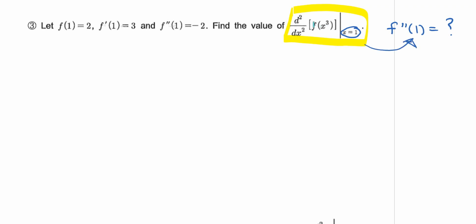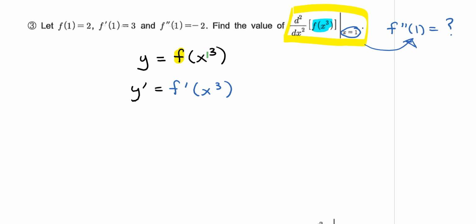Okay, so my function is f of x cubed. So if I rewrite this on the side here, that's the same thing as y equals f of x cubed. And then we can now take its first derivative. Well, the derivative of f is going to be f prime of x cubed. And then the chain rule states that I need to take the derivative of the inside guy, which is going to be 3x squared. So that's my first derivative.